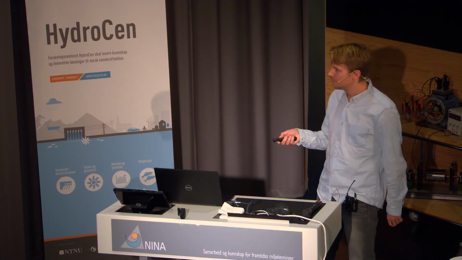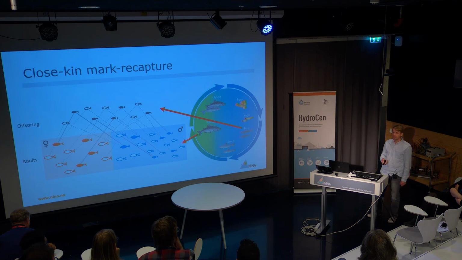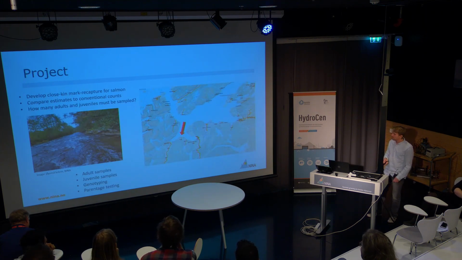So we have heard a couple of things about salmon before today. To do this in salmon, you have to catch the adults which are migrating into the river, and you have to take samples and you have to release them alive so that they can have offspring in the river. And then you have to wait for the eggs to hatch, and you can take a sample of the offspring, and then you can do this estimate. And that's what we are trying in this project.